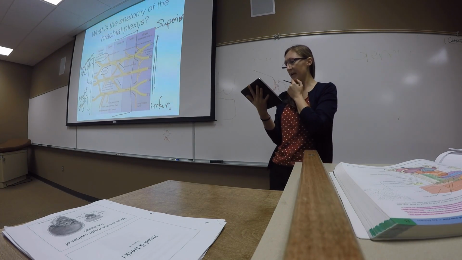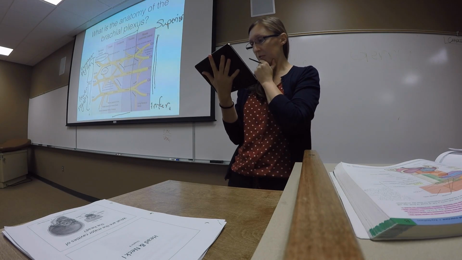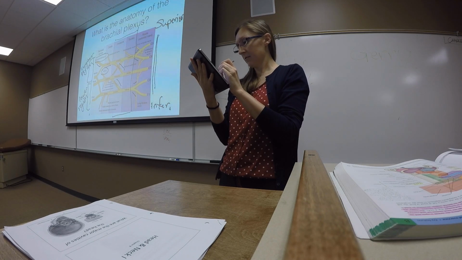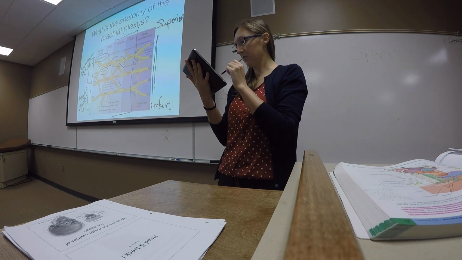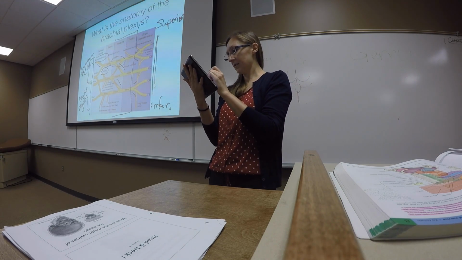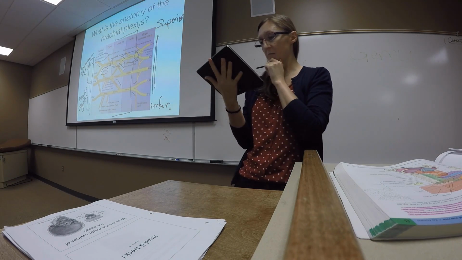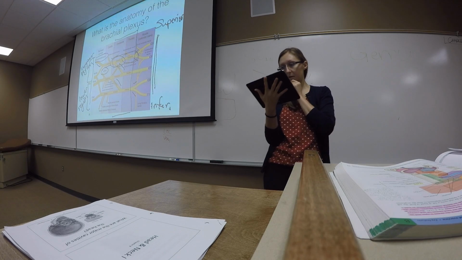So then if we damage, say we damage the anterior division and the superior trunk, so this area right here, if we damage that area, what nerves are going to be impaired?